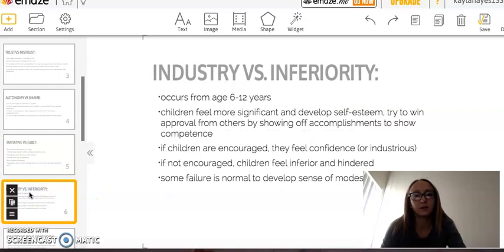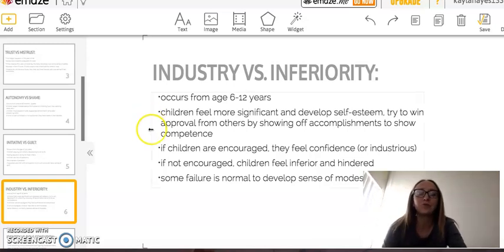So the next stage is going to be industry versus inferiority. So this occurs from age 6 to 12 years old. And during this stage, children kind of begin to feel a little bit more significant, and they develop self-esteem, and essentially they just start to try to win approval from others by showing off their accomplishments to show that they're competent. So if children are encouraged during this stage, then they begin to feel a sort of confidence. But if they're not encouraged, children really start to feel inferior and hindered.